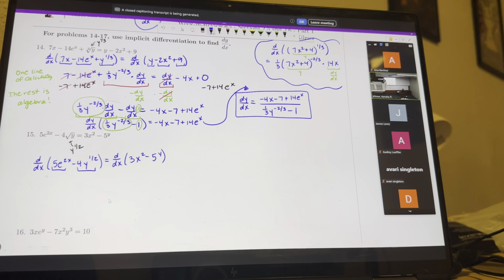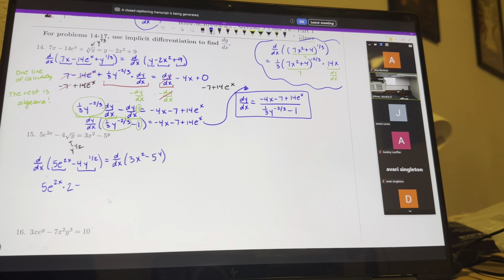what am I going to have to use? Chain rule, right? Because it's not just the derivative of e to the x, it's the derivative of e to a function of x. So that's going to be 5e to the 2x times the derivative of 2x, which is just 2. Okay.